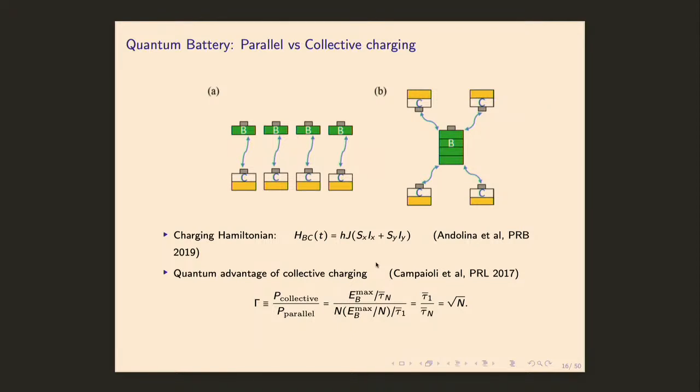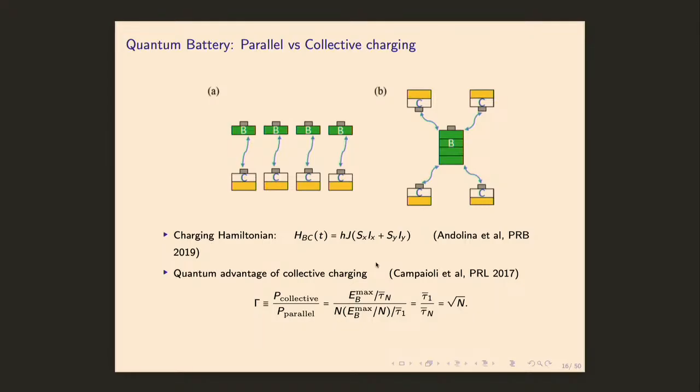The only thing is that in this configuration they are all charging together, and so they are interacting and getting quantum correlated. In the second case, they are getting quantum correlated. So what they showed is that the charging time is much faster. In fact, the ratio varies as square root of n.